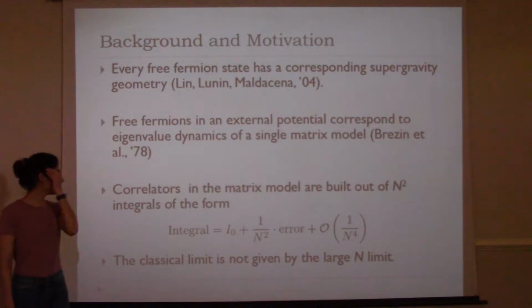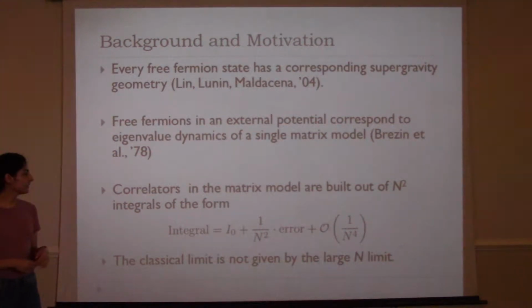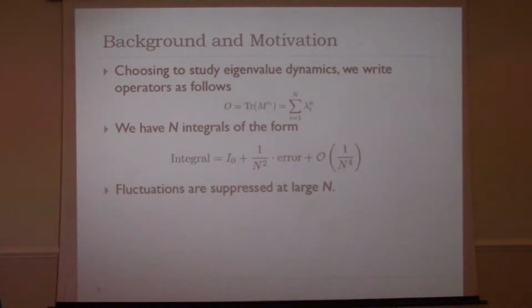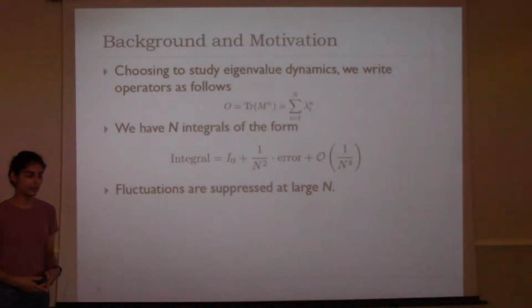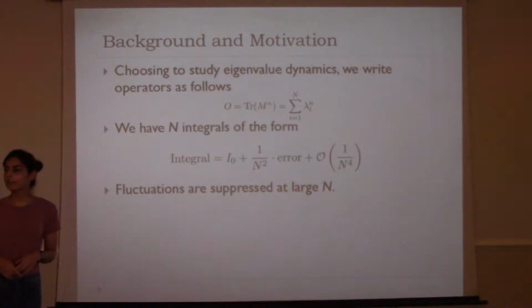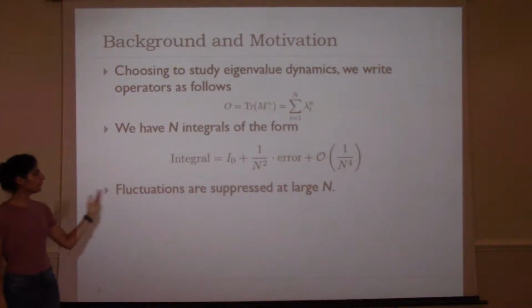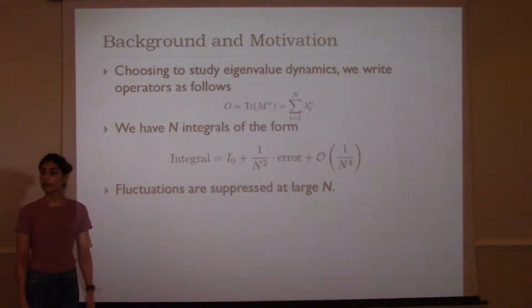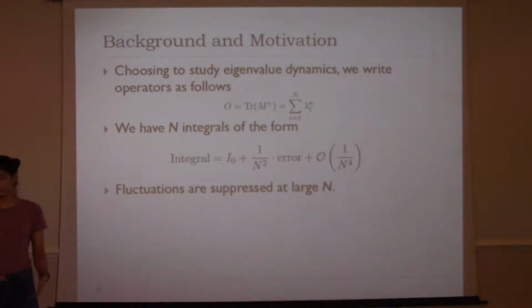Now, because you have N squared integrals, you see that this first correction term doesn't have any 1 over N. It's not suppressed by 1 over N. So in the large N limit, you will have some order 1 error that's correcting this classical value. Now if you study eigenvalue dynamics, you'll only have N integrals to study. So now all your fluctuation terms will be suppressed by 1 over N, so in the large N limit, you're going to reproduce this classical value. And so this is an indication that you'd want to use eigenvalue dynamics and not this matrix model to reproduce supergravity.